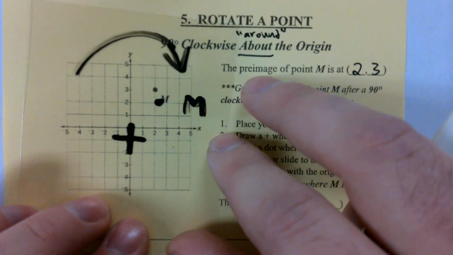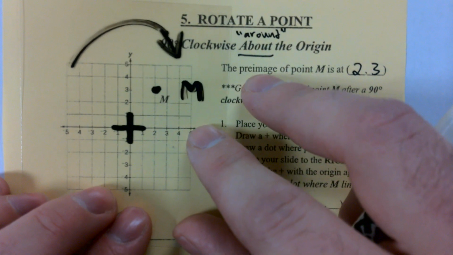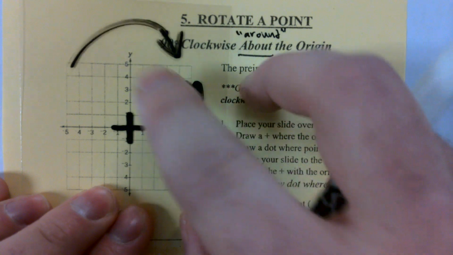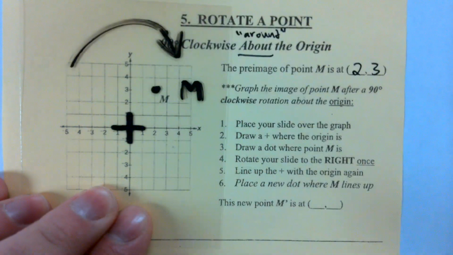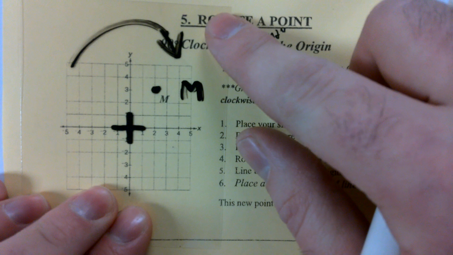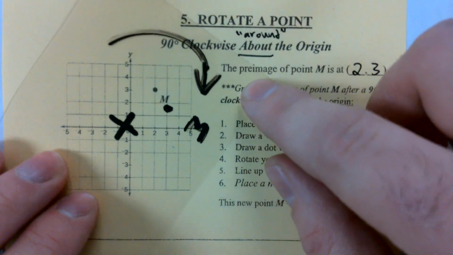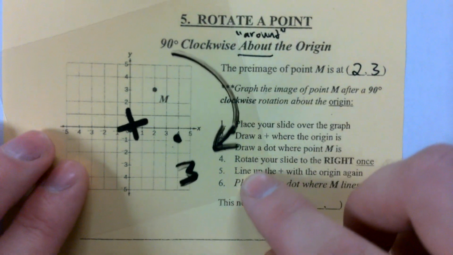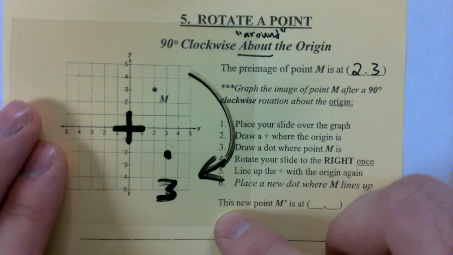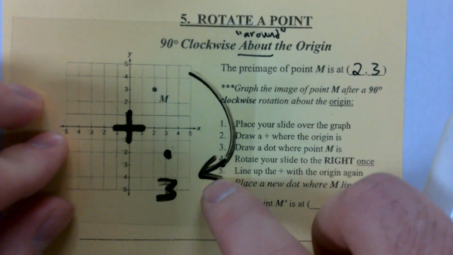We'll do it one more time. Take a look. Here's where we start. We're going to the right 90 degrees, which is just one turn. Turning to the right, to the right, to the right, to the right, until that plus sign comes right back to where it needs to be.